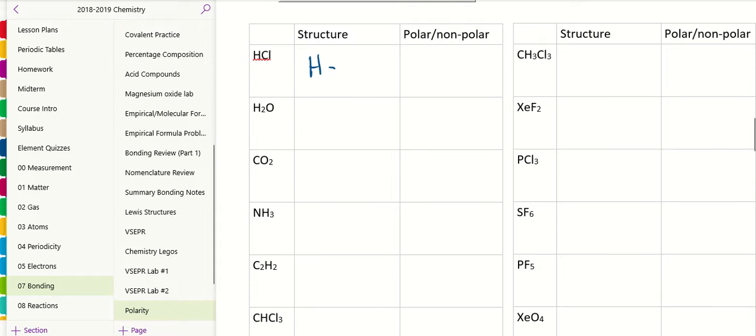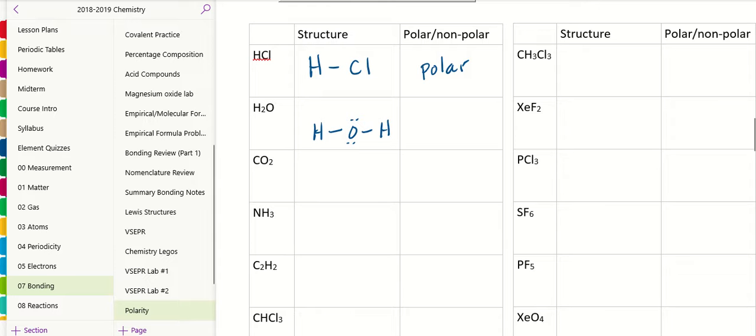HCl. H bonded to Cl. Symmetrical or asymmetrical? Asymmetrical. You have a polar bond. This is what type of substance? Polar or nonpolar? Polar. Good.